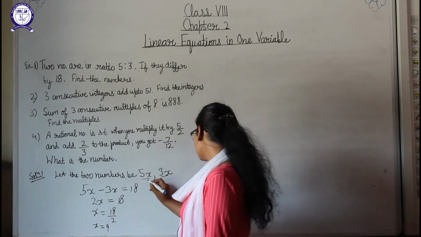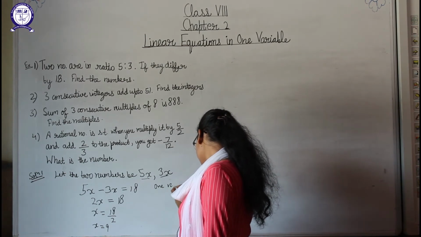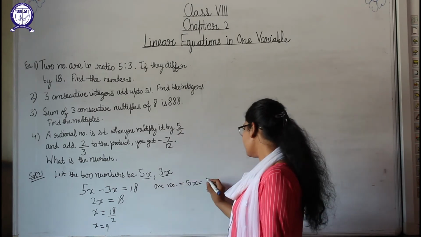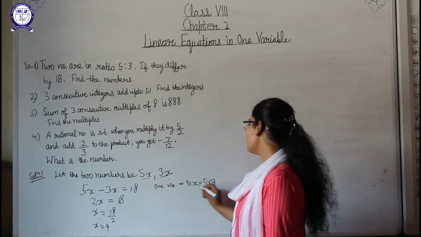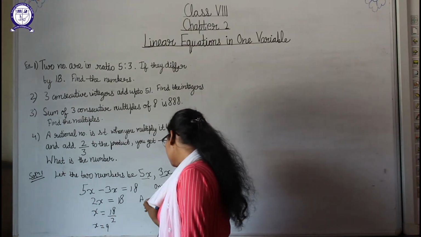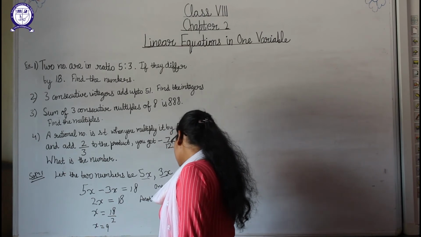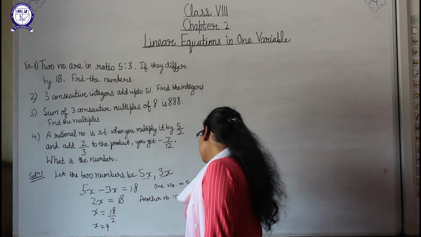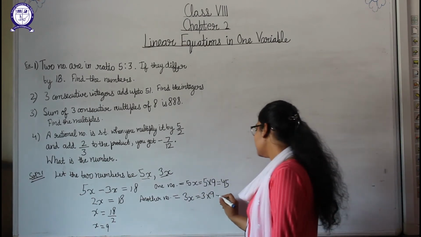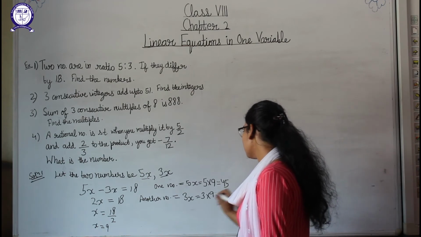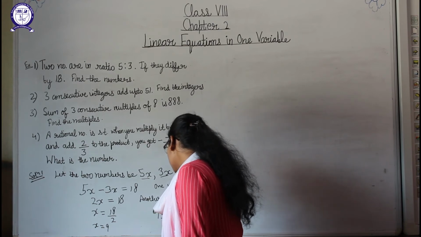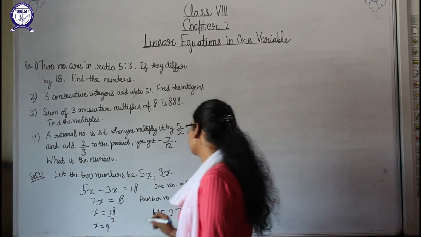Now what were the numbers, students? One number was 5x. So what will we do? The value of x is 9. So we will multiply the value of x, which is 9, by 5. We are getting 45. And the other number was 3x. So 3x means 3 multiplied by 9 because the value of x is 9. And here 9 threes will give us 27. So students, these are the two numbers. 45 and 27 are the two numbers.